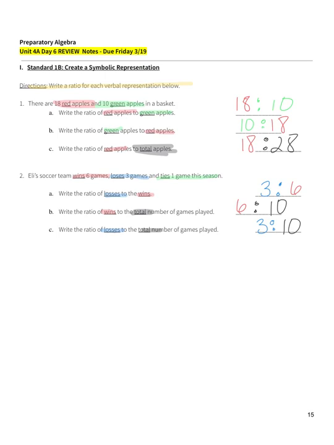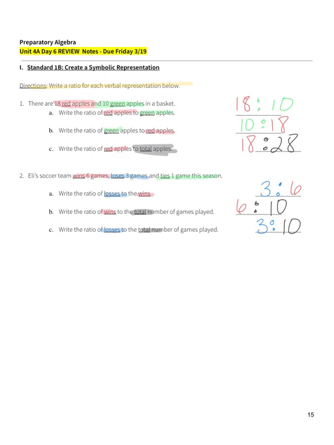And our last one here is red apples to the total apples, okay? Because this is the total, we have to add these two together. 18 plus 10 is 28. That's where the total comes from. So our ratio here, red apples is 18 to total apples is 28.